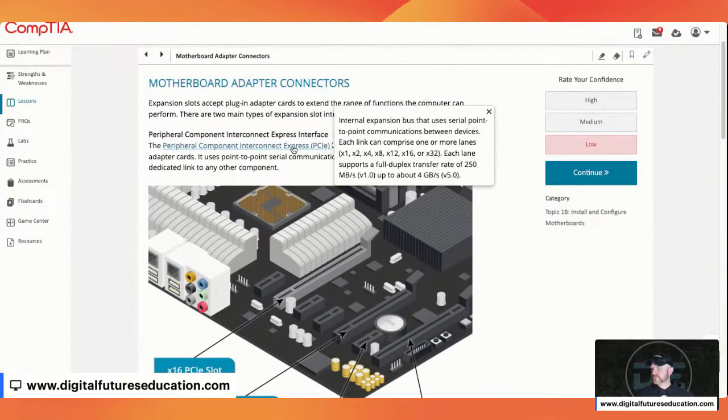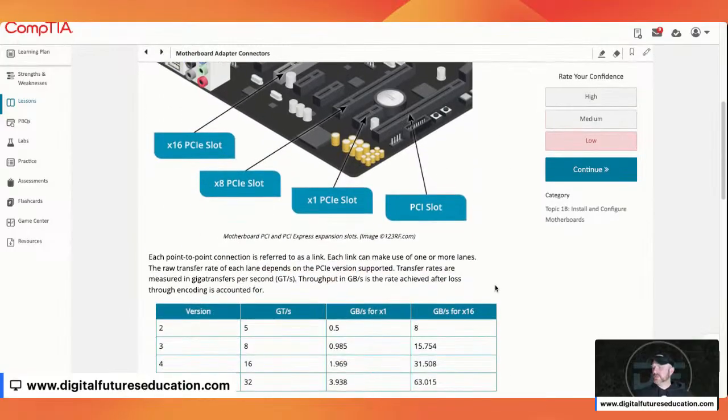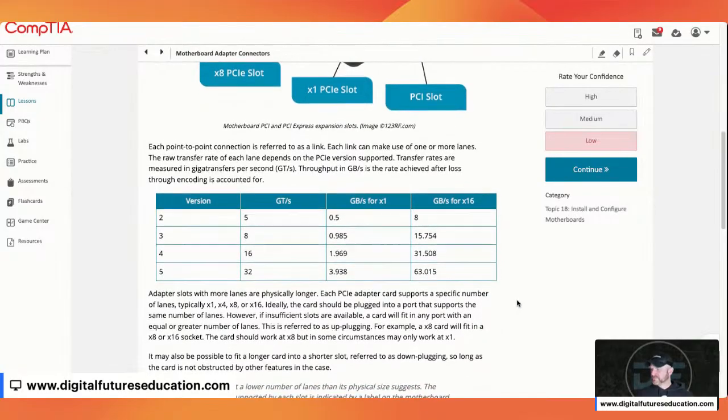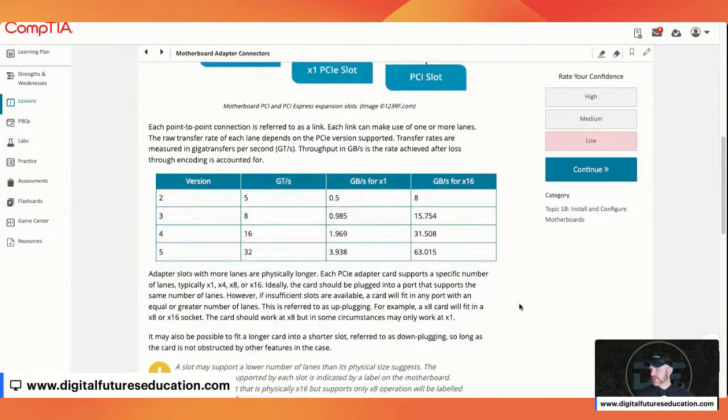It is an internal expansion bus that uses serial point-to-point communication between devices. Each link can comprise one or more lanes: x1, x2, x4, x8, x12, x16, or x32. Each lane supports a full duplex transfer rate of 250 megabytes per second, up to about 4 gigabytes in version 5. So here we have the breakdown of the speed of the point-to-point.